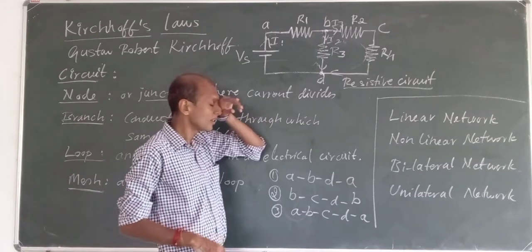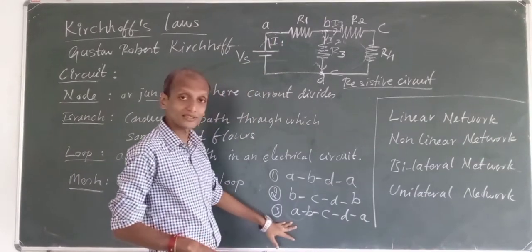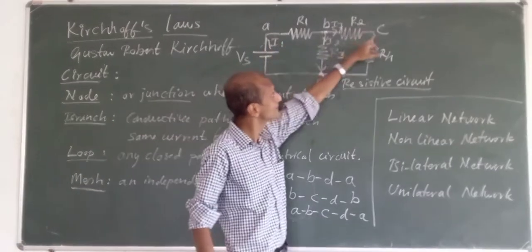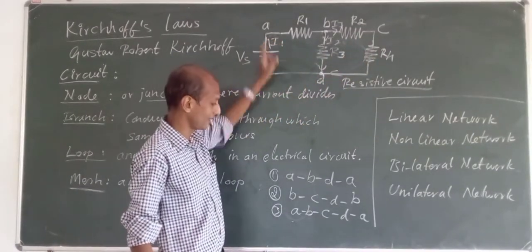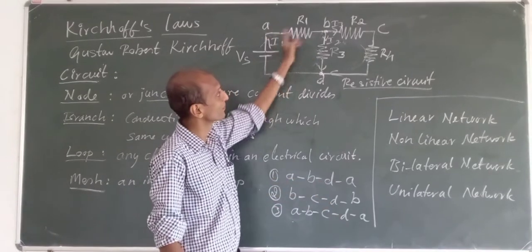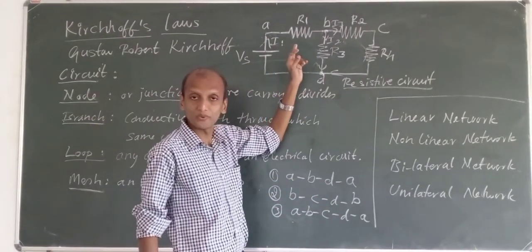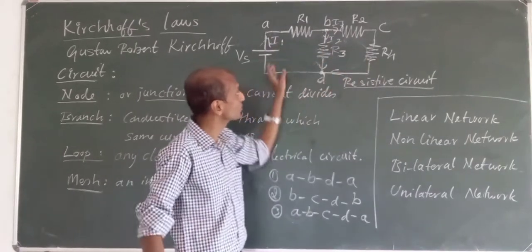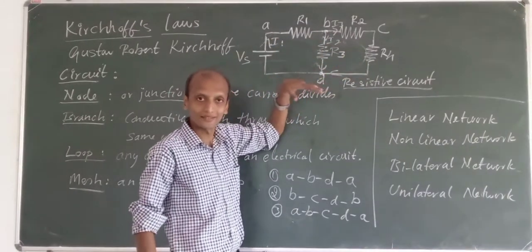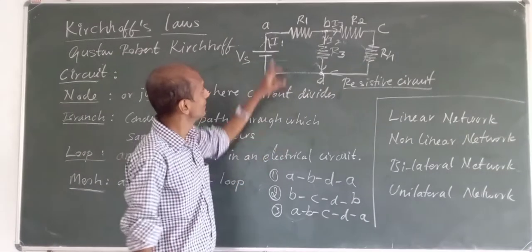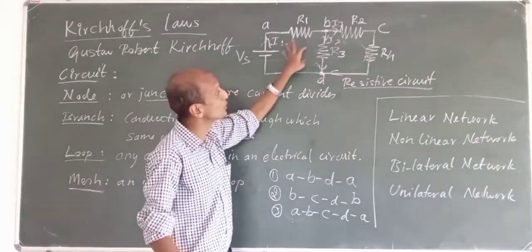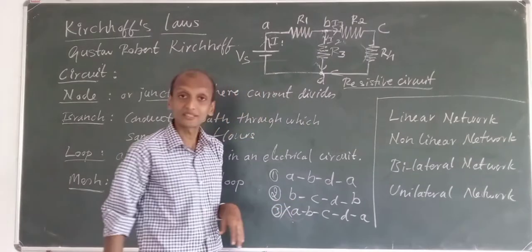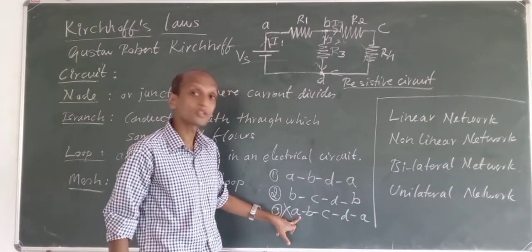So here this last loop, which is A, B, C, D, A, the outer loop, is not a mesh. Why? Because this loop has got 2 more loops within it. Understood? Okay. So this outer loop has got 2 loops within it. That is why this is not a mesh. It is a loop, but it is not a mesh.